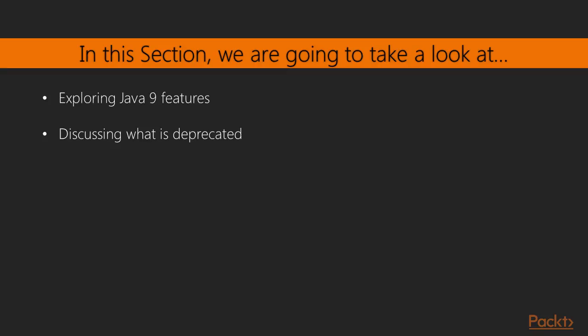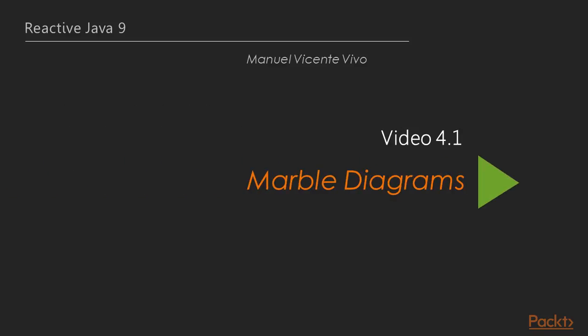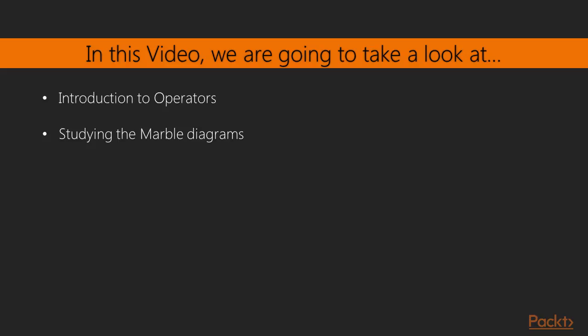In this section, we are going to get the most out of RxJava with operators. Operators are going to allow us to transform and operate on publishers. For that, we are going to use marble diagrams to visually understand what they are doing. Let's kick off with the first video of this section, marble diagrams. By the end of the video, you will know what operators are and what marble diagrams are for.